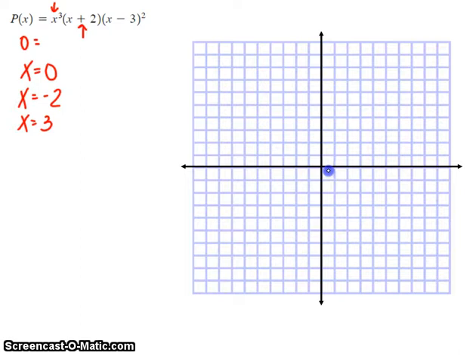So what we're going to do, just to start off, I'm going to plot all of these zeros. So when x equals 0, we put a point. When x is negative 2, we put a point. And when x is positive 3, we put a point.